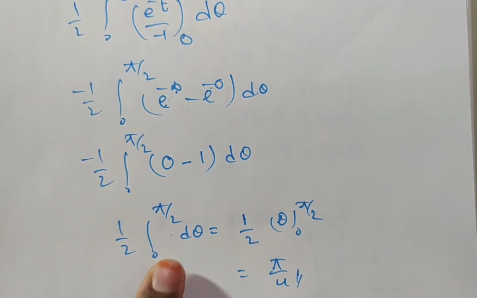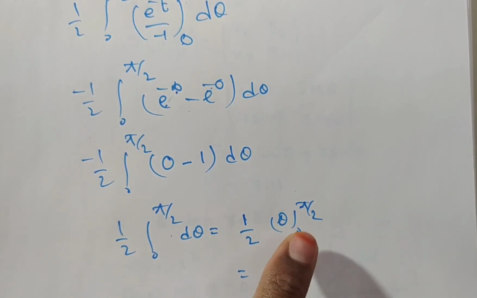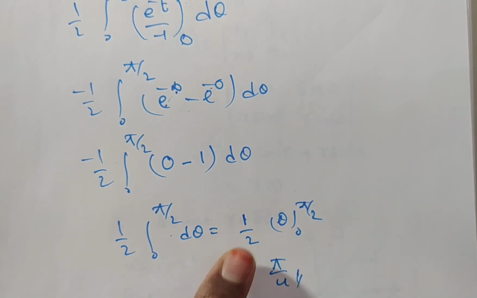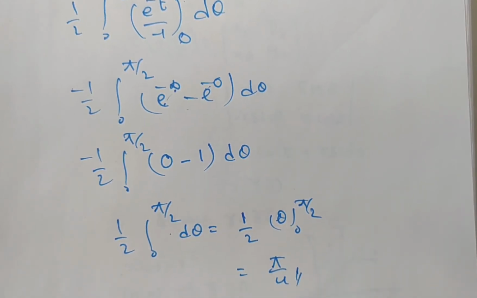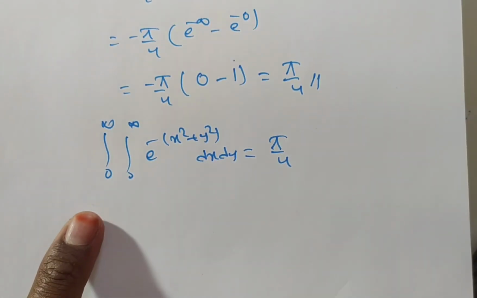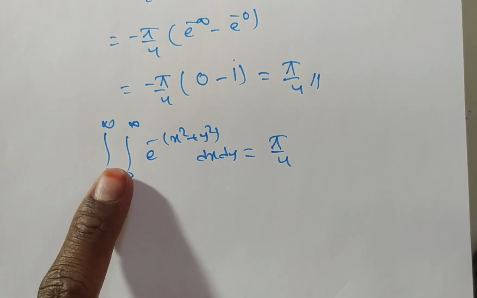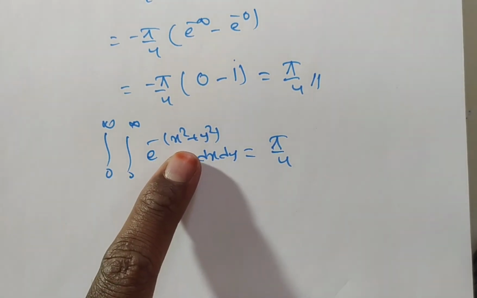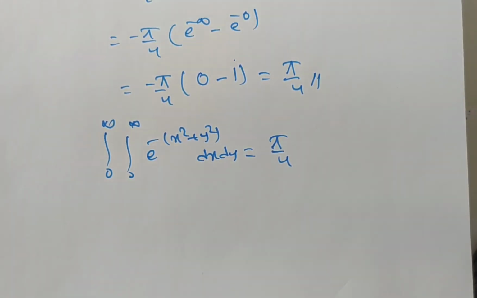Then integration with respect to theta: d theta is here, you will get theta with limits from 0 to pi by 2. So upper limit is pi by 2 minus lower limit 0. So pi by 2 times 1 by 2 is pi by 4. So by both the methods you get pi by 4. Hence you can say integral 0 to infinite, integral 0 to infinite e to the power of minus of x square plus y square dx dy is equal to pi by 4.